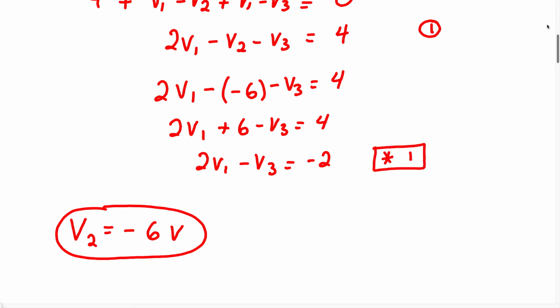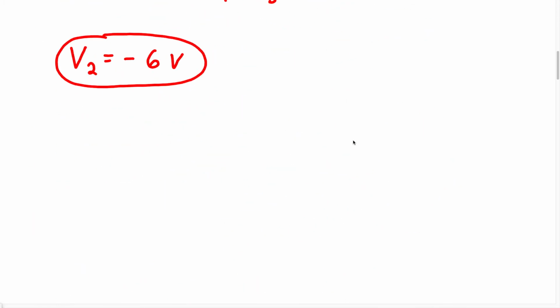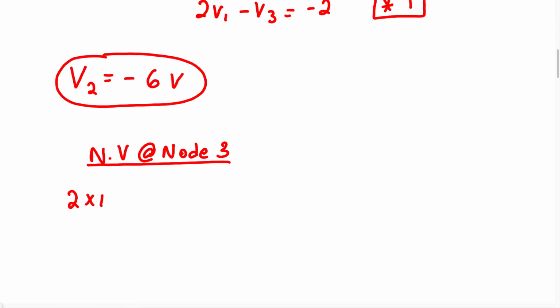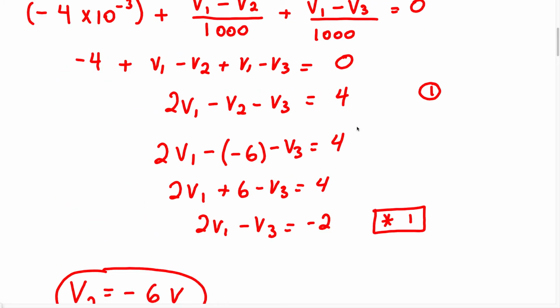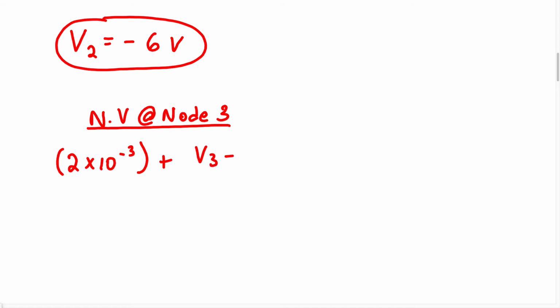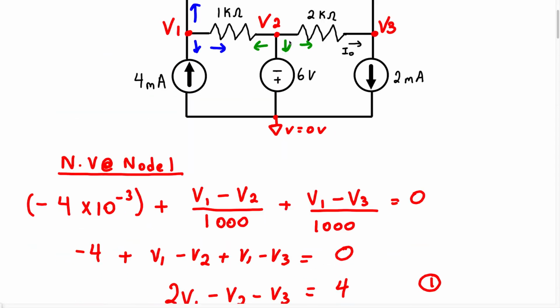Okay? Now let's do the node voltage for node 3. Remember, we're going to assume the current is going to leave this particular node. So we can write node voltage at node 3. So because we have a current source that's going to be leaving this node, we know it's going to be a positive 2 milliamps. So we have 2 times 10 to the negative 3 plus, now we have V3 minus this node, and we know the value of this node is negative 6 volts, right? So because we know that, we can write it as V3 minus negative 6, which is V2, divided by the resistance, which is going to be 2000. Plus, we have V3 minus V1 divided by 1000.